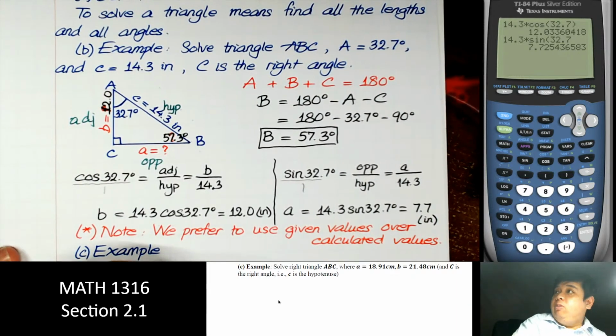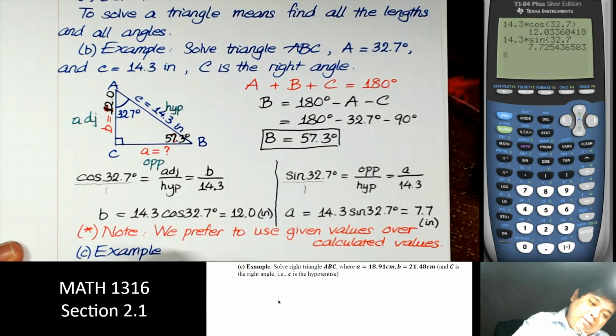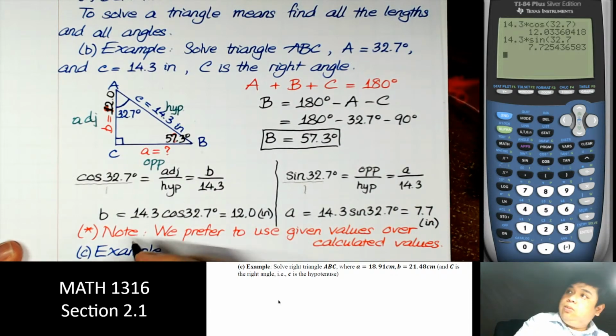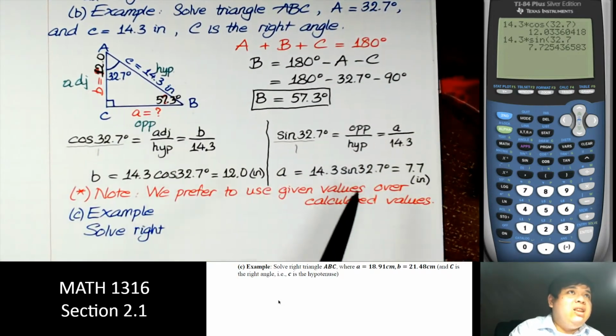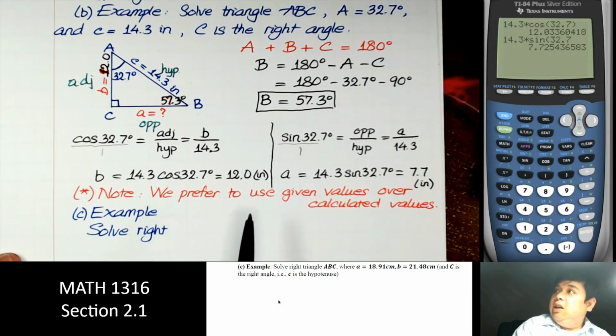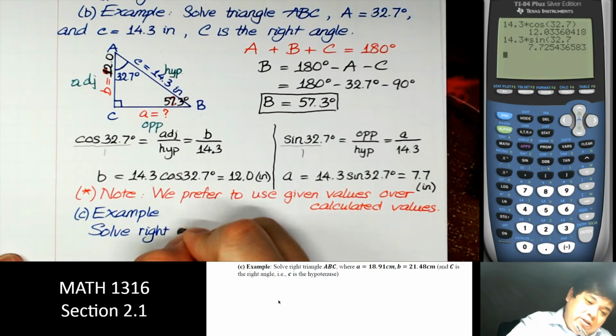Right, example. Solving the triangle ABC. Yeah, so solving a right triangle means we find all the missing lengths and angles. Solving right triangle.